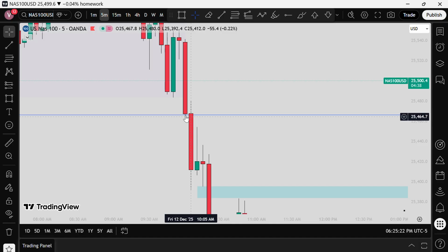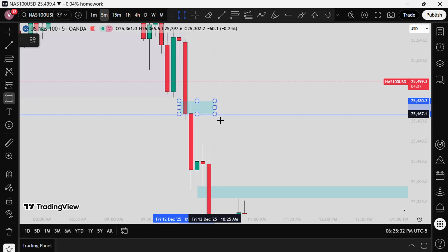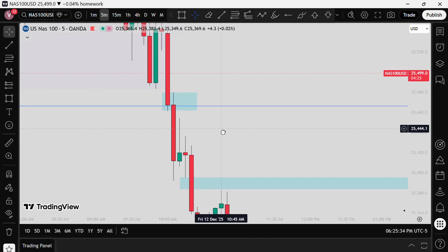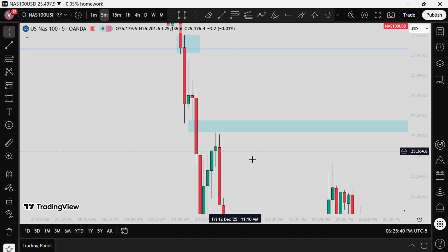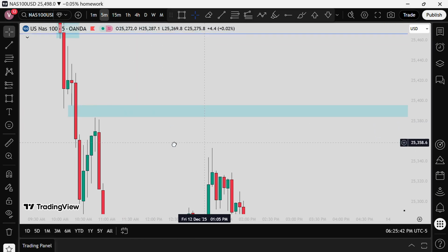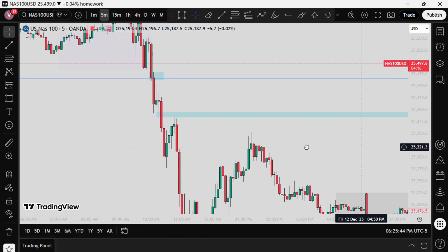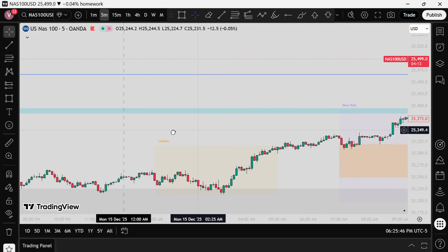Although it exists, just before that, you can see there is again a BPR. Two bodies are touching each other and the wicks are intruding inside those bodies. This entire region becomes a BPR and it would be difficult to pass through. And this fair value gap is pretty small. That's why I think price came in and accepted only this fair value gap and did not go further up ahead.